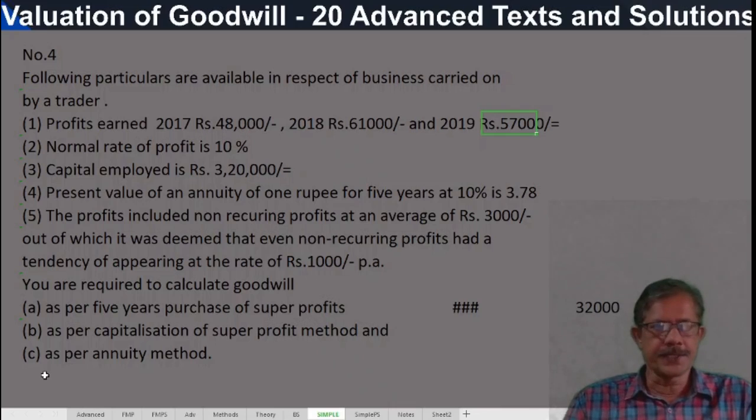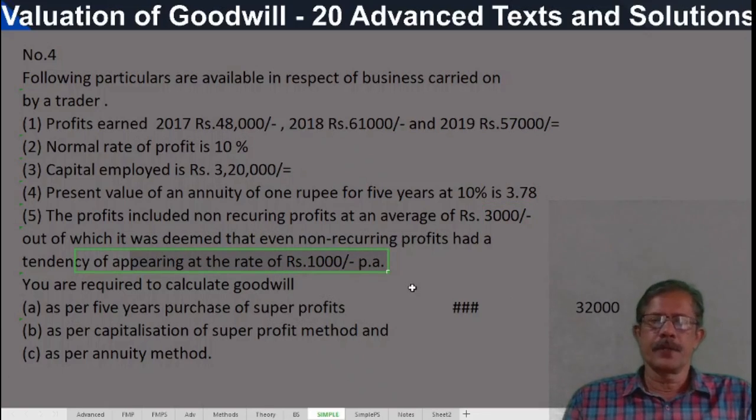What are the past adjusted items, if any? Profits included non-recurring profits at an average of 3,000 rupees, out of which it was deemed that even non-recurring profits had a tendency of appearing at the rate of 1,000 per annum. That is a recurring profit.